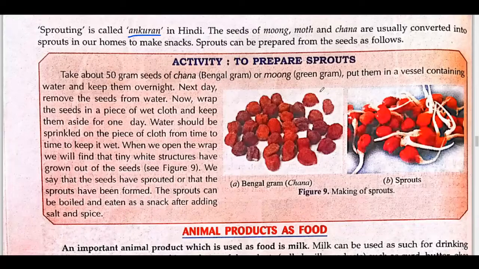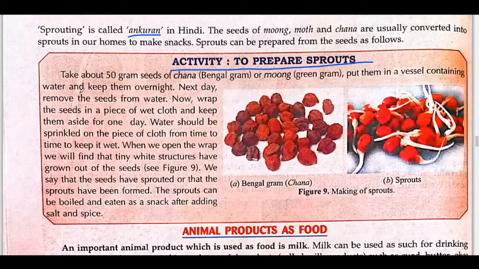Okay, now come to this activity. I'll show you how to make sprouts. See, this is an activity on how to prepare sprouts. Okay, so take 50 gram seeds of chana, okay, and then put them in a vessel containing water, right? You have to take a vessel. Into that vessel you have to put water. Inside that vessel you have to take chana, that is gram, right?